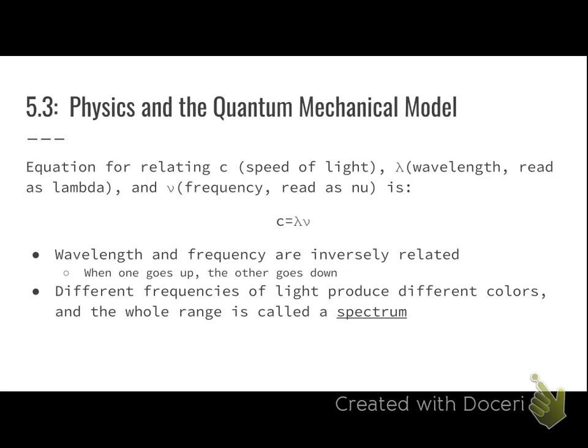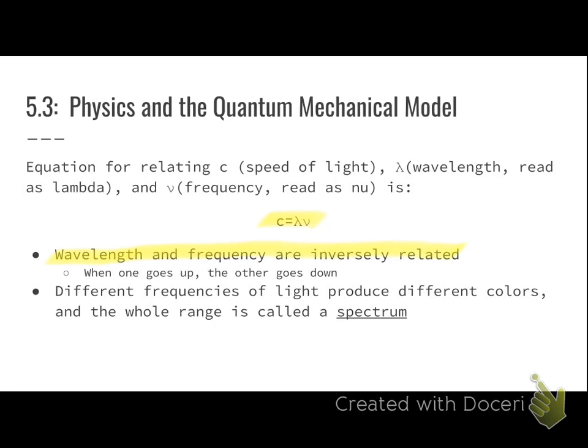To compare the speed of light, wavelength, and frequency, we have an equation. In this equation, we're using C to represent the speed of light, which we should have already recorded as 2.998 times 10 to the 8th meters per second. And that's equal to lambda, which is the symbol we've used to represent wavelength, and it looks like an upside down Y, which is multiplied by nu, which is the symbol for frequency that looks like a curved V. And we can see here that wavelength and frequency are inversely related. So whenever one goes up, the other goes down.